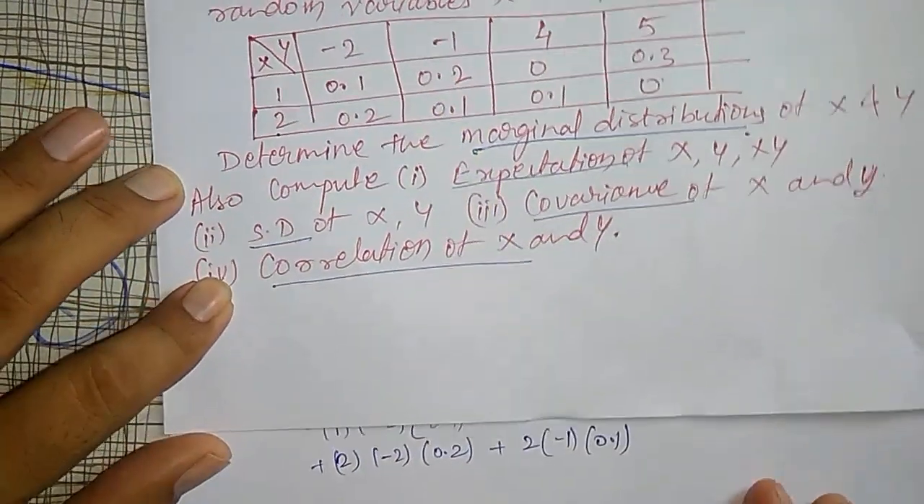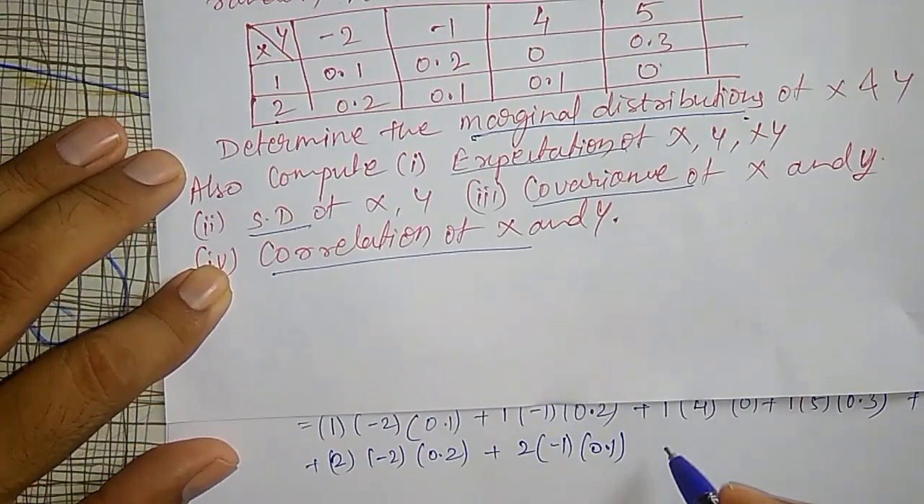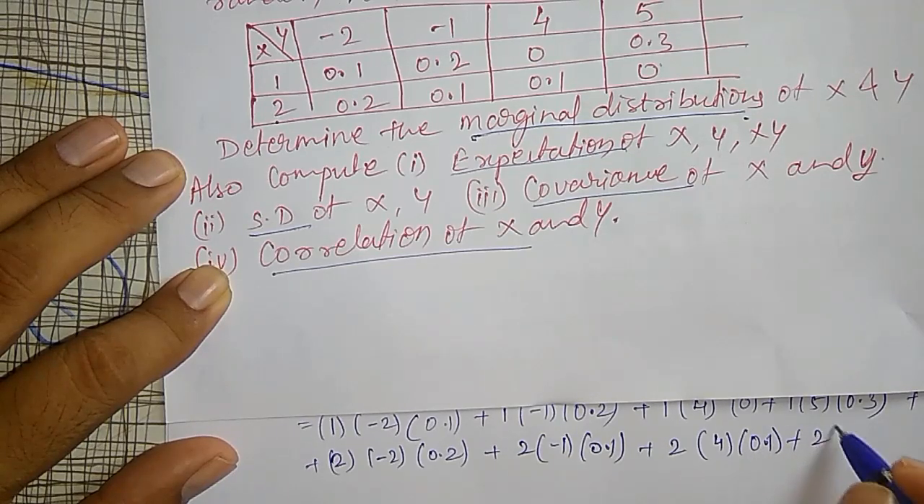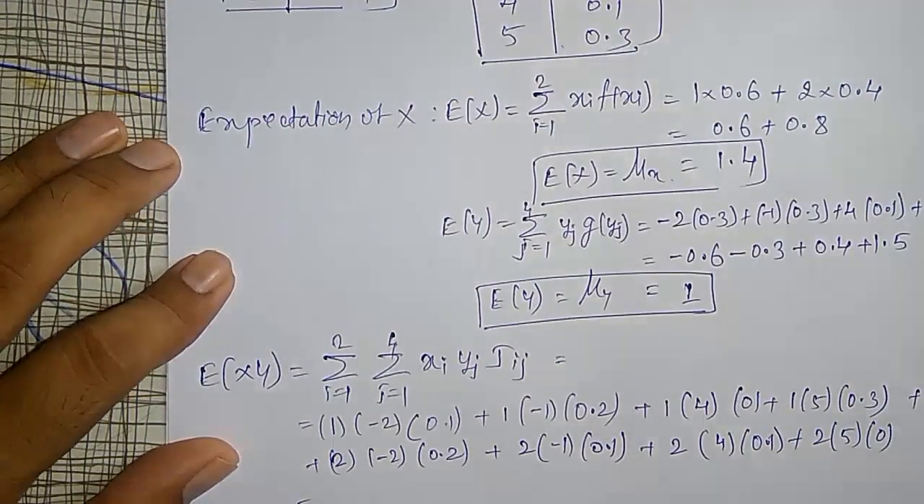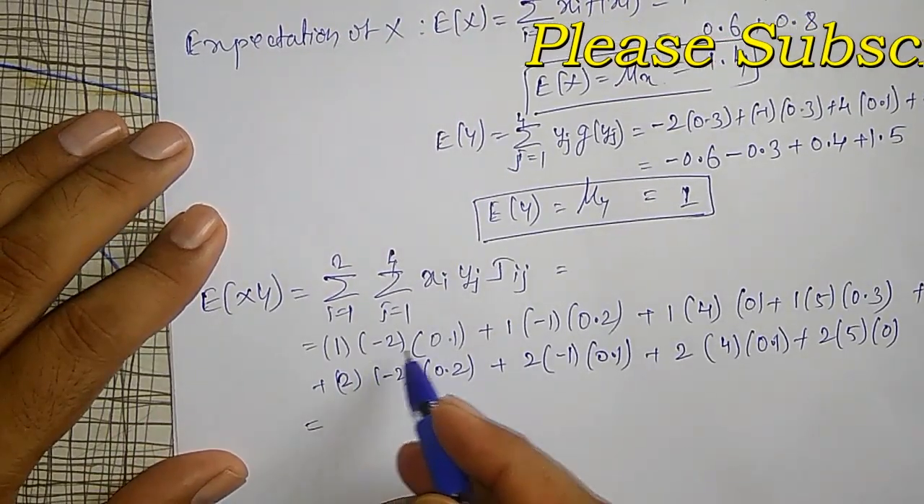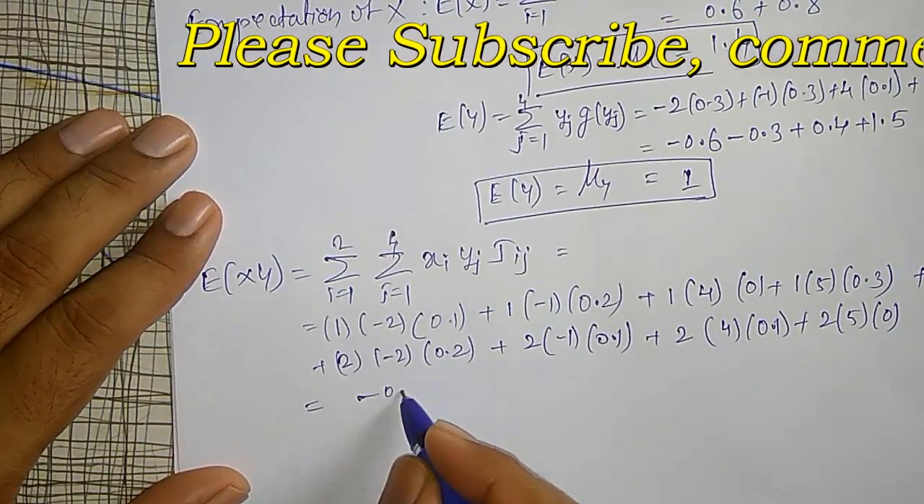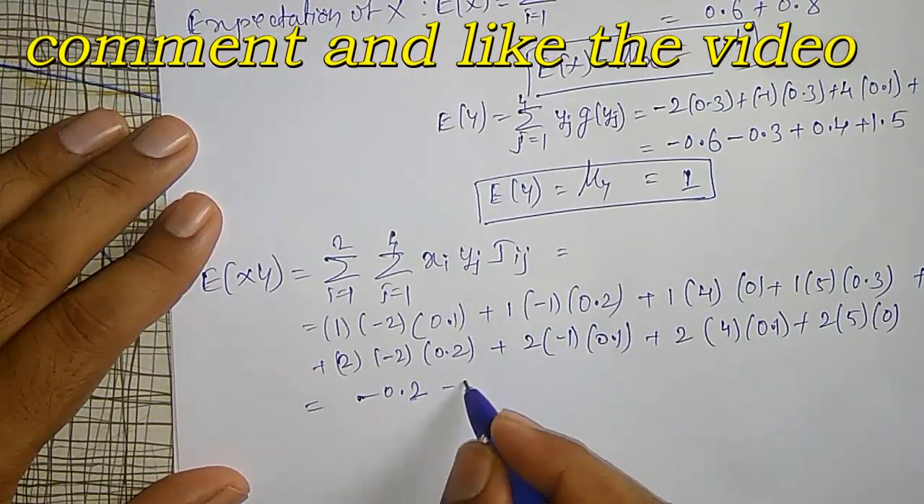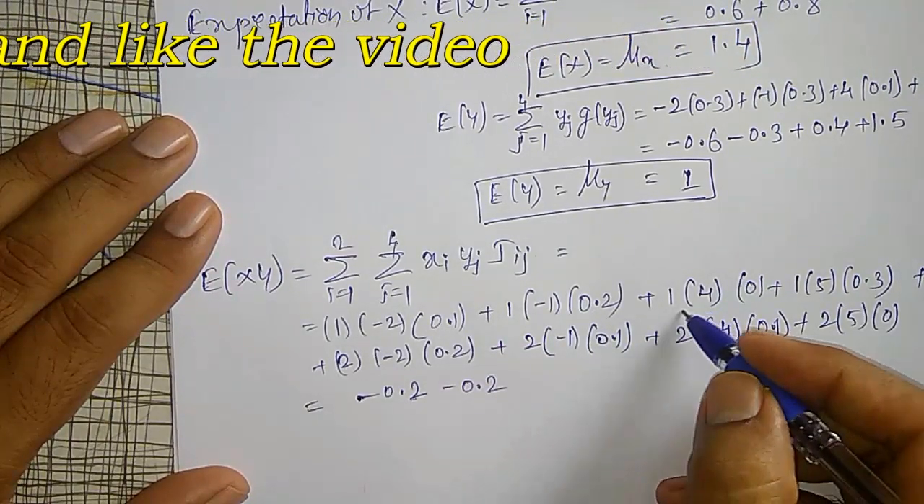Okay, careful about them. Next, plus 2 into 4 into 0.1, plus 2 into 5 into 0. This one I have to evaluate one by one. Okay, that is minus 2 into 0.1, minus 0.2. Next, minus into this, minus 0.2, 0.